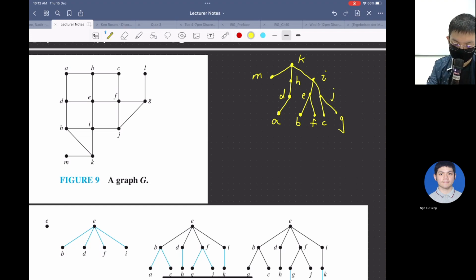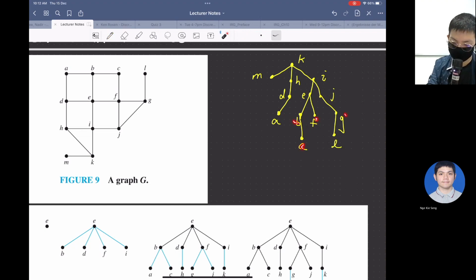J to C is wrong. So what happened here? J to who? J to F, J to G. So maybe we need to get B to C here. Good. And then F to G, G to L. I think that's all.